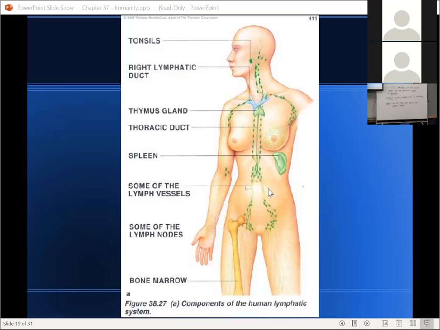Okay, so this is a pretty good diagram of the lymphatic system. I know it's kind of hard to see, but you can see lymph ducts branching out all through the legs and the rest of the body. They're very thin.